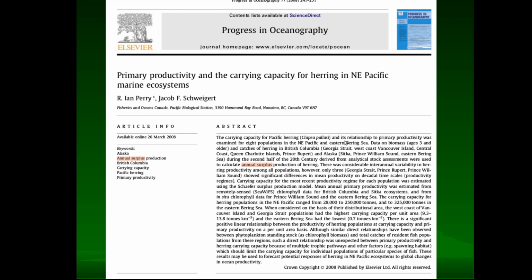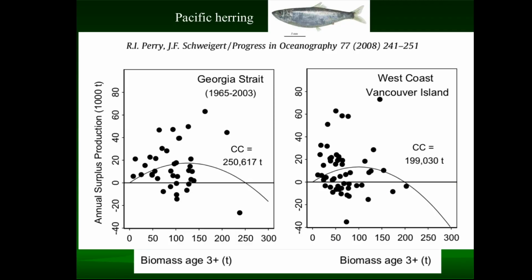In fish populations, for example, Pacific herring, you can plot total biomass, which is a proxy of the population density, against the annual surplus production, which is a proxy for average fitness in the population, and see that the curve eventually becomes negative as the biomass or density increases. And where it crosses the origin on the y-axis gives you the maximum biomass right here, or the carrying capacity of the populations.